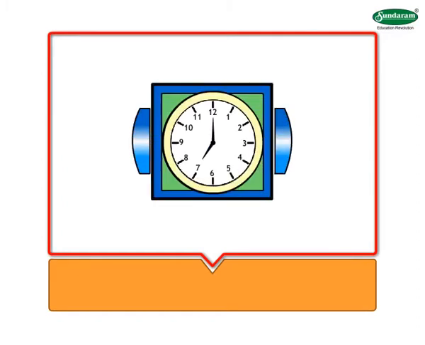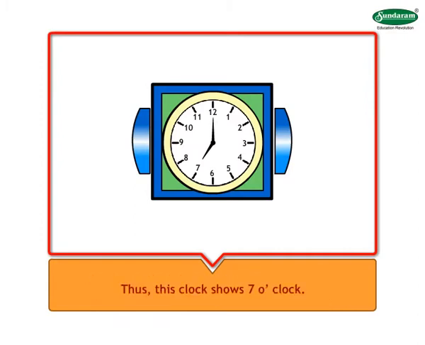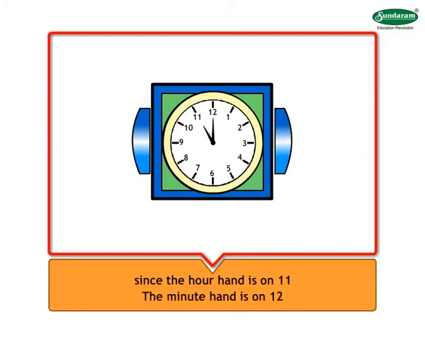We will now tell the time in the pictures of the clock given in the exercise from page 56. Students, note that in all these pictures, the big hand, which is the minute hand, is on 12. Here, the hour hand is on 7 and the minute hand is on 12. So, it is 7 o'clock in this clock. This clock shows 11 o'clock since the hour hand is on 11 and the minute hand is on 12.